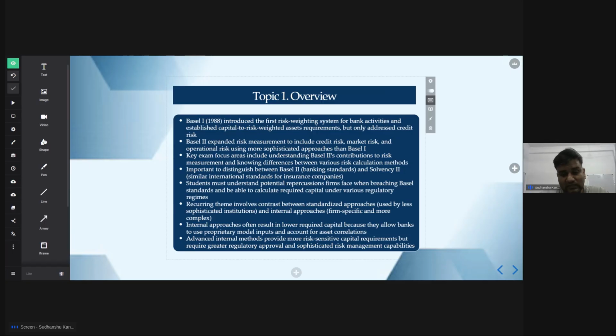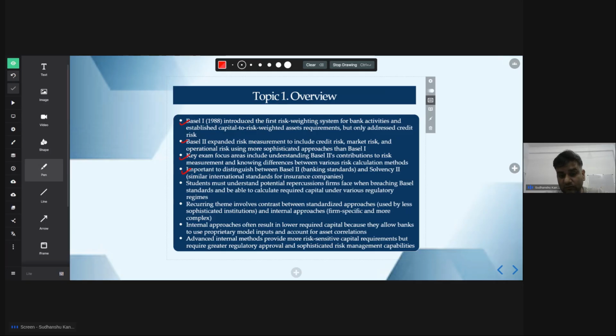From the exam perspective, students are expected to understand what Basel II added relative to Basel I, distinguish between the different risk calculation approaches, and understand why internal models exist and why regulators are cautious about them. Then we'll compare Basel II versus Solvency II. Basel II applies to banks, and Solvency II applies to insurance companies. So we need to understand that very clearly. Both are risk-based capital frameworks, but operate in different industries. Confusing the two is a common exam trap.